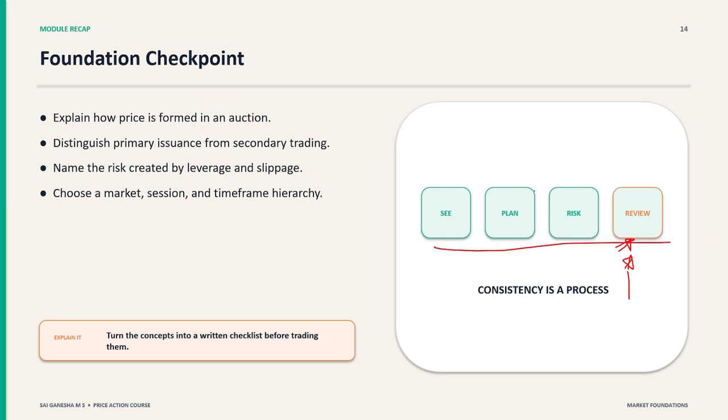See, plan, risk, review. The process shown here is simple. First, see what the market is doing. Then make a plan. Decide your risk before entering. And after the trade is finished, review what you did. That review is important. Even if the trade made money, a profitable trade can still be a bad trade if you break your rules, and a losing trade can still be a good trade if you followed the plan properly.